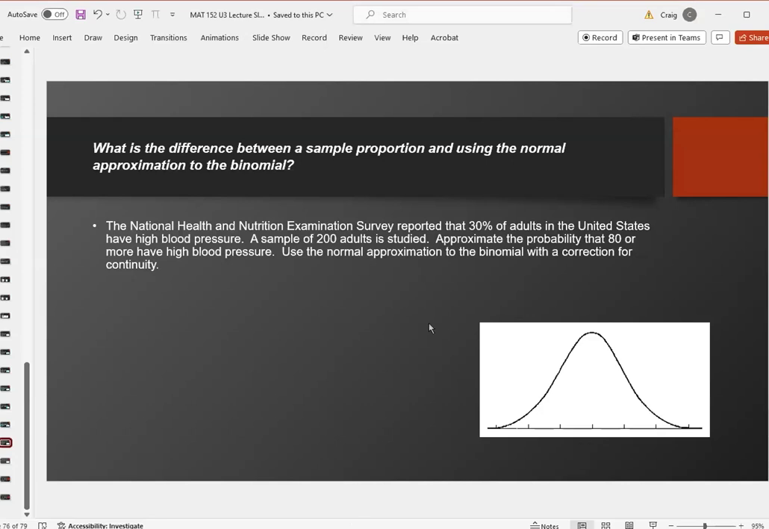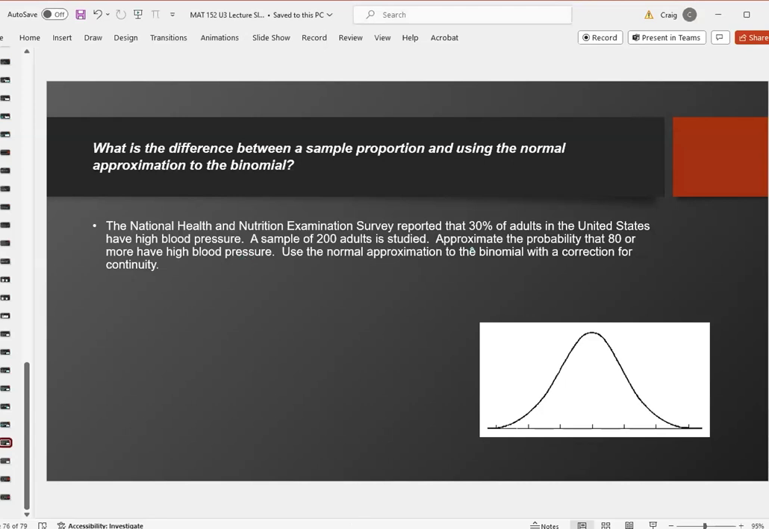So in this last example, we're going to talk about two different ways of solving essentially the same problem, to see which approximation works out and how it works out. Okay. So we're going to ask the same question two different ways.